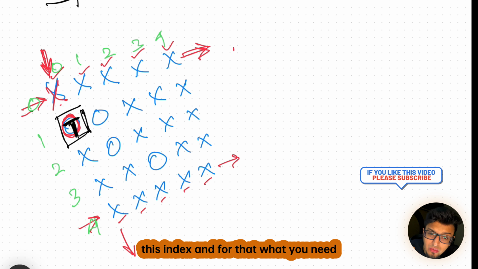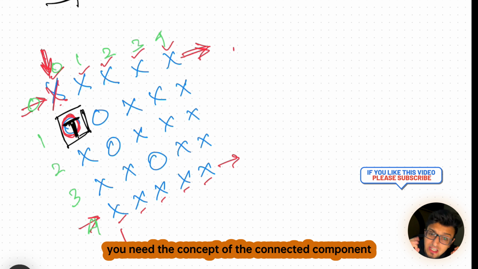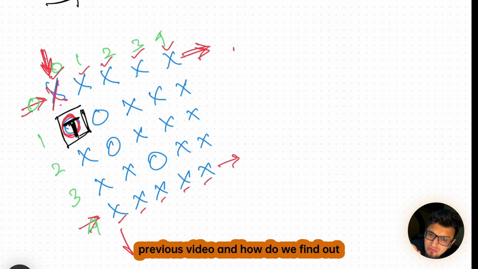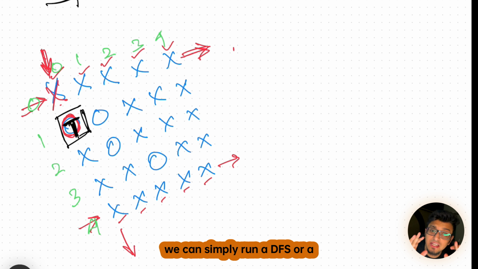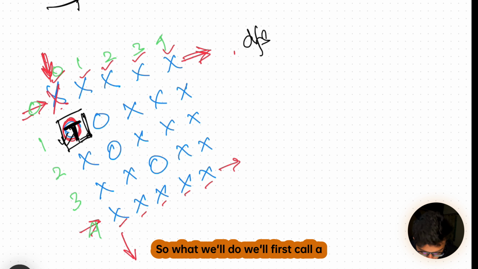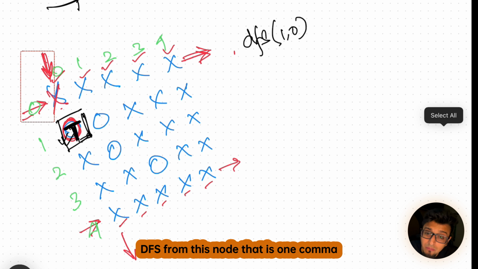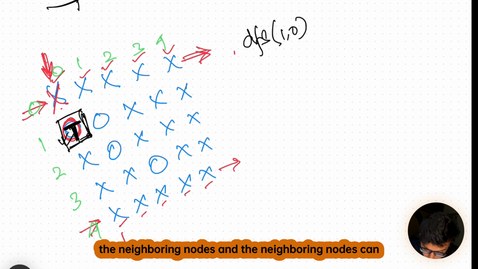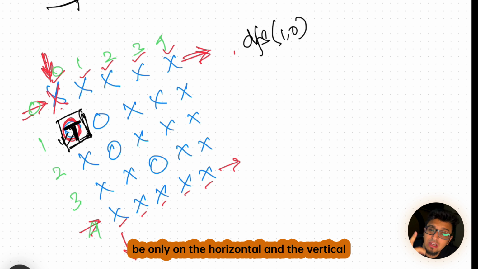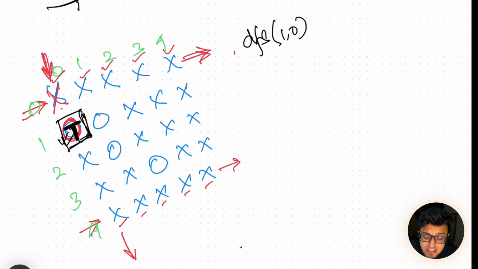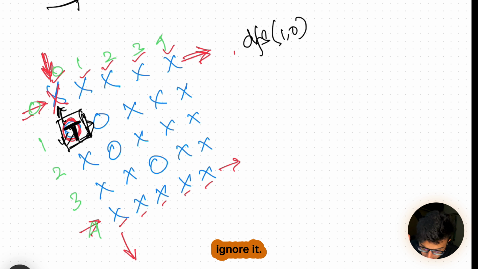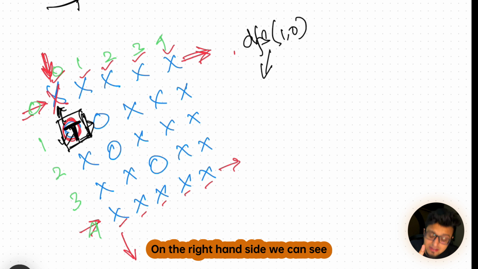And for that you need the concept of the connected component, which I already taught you in my previous video. And how do we find it out? We can simply run a DFS or a BFS algorithm from this node. So we'll first call a DFS from this node, that is 1, 0. And here we will check the neighboring nodes, which can be only in the horizontal and vertical direction. We will first check the top side, and it is x, so we'll ignore it. On the right-hand side, we can see there is a 0.